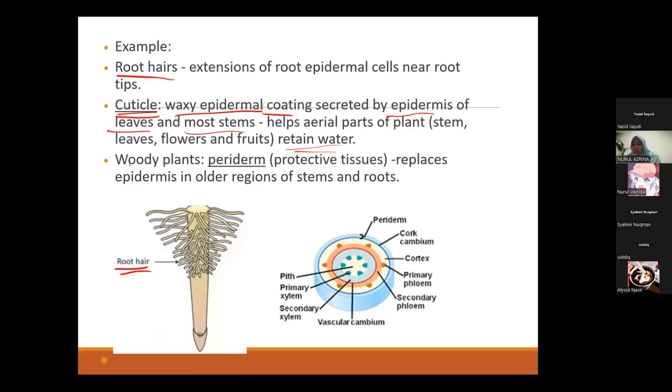Okay. And then for woody plants, we have periderm. Okay, so periderm is a protective tissue that replaces epidermis in older or woody plants. Okay. Right.